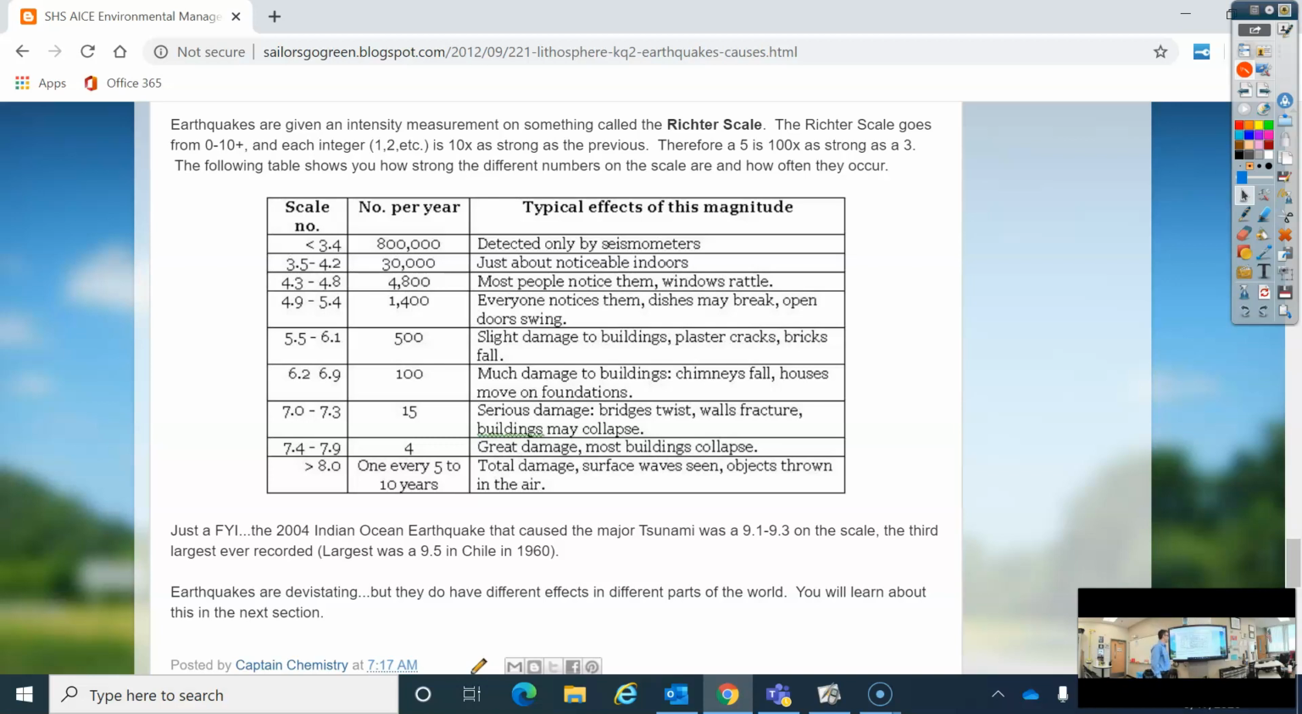And just for your information, the 2004 Indian Ocean earthquake that caused the major tsunami was a 9.1 to 9.3 on the scale, the 3rd largest ever recorded. So you're talking even 10 times greater than the one that happens every 5 to 10 years. Earthquakes are devastating, but they have different effects in different parts of the world, and we're going to talk about that in section 2.2.2. And that's it on earthquakes.